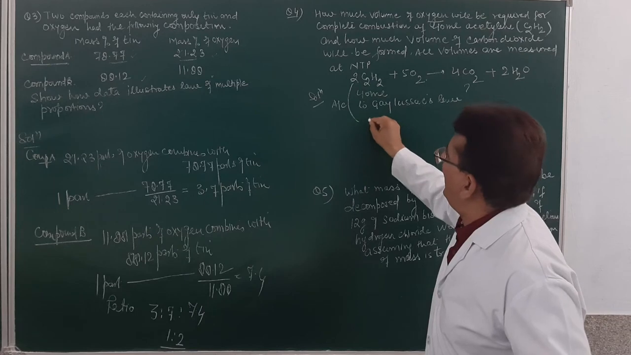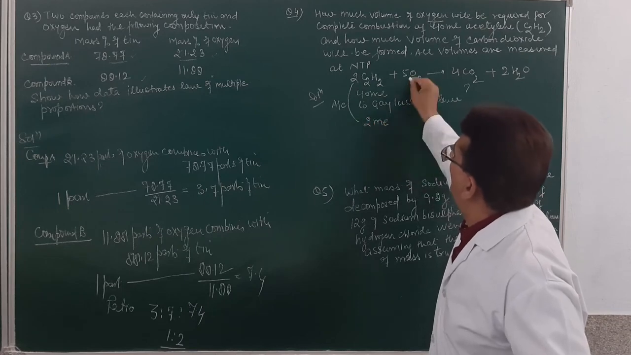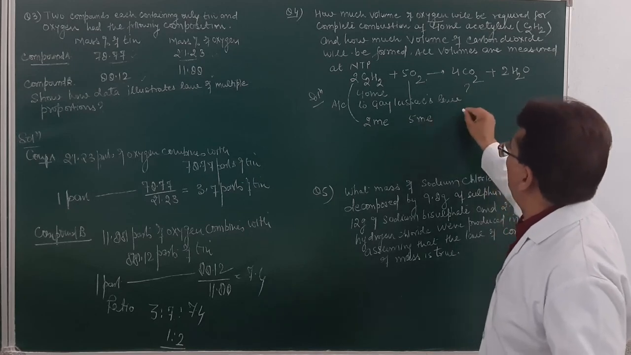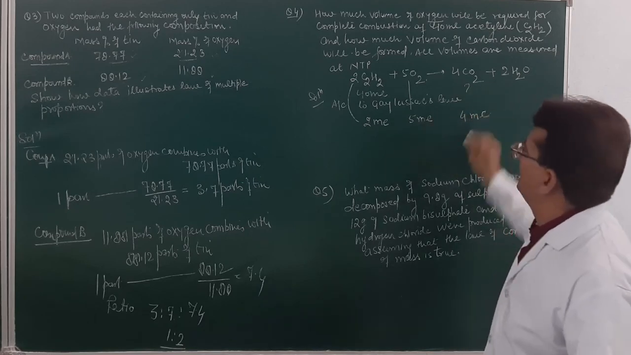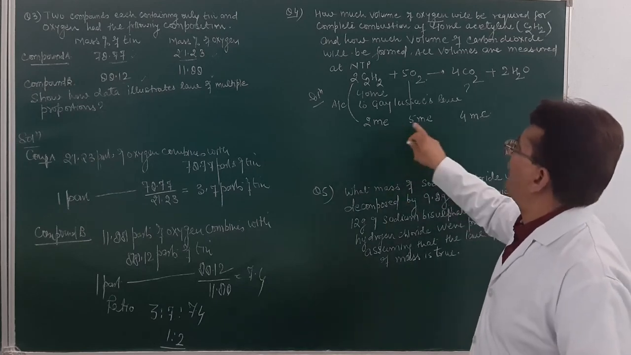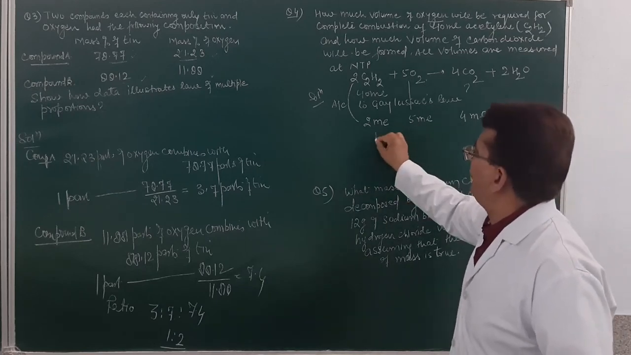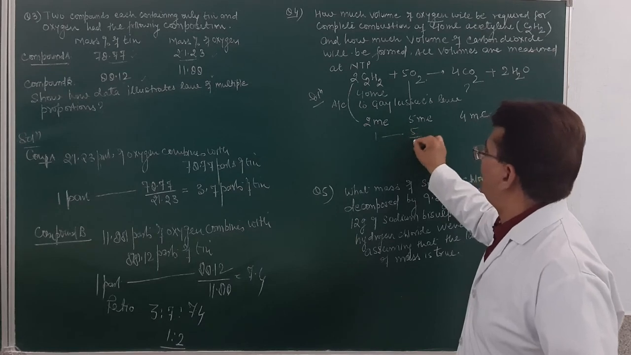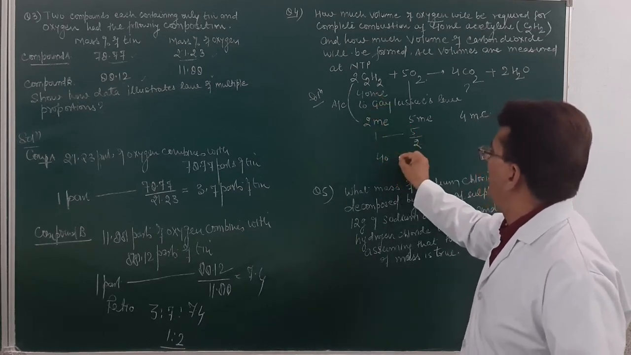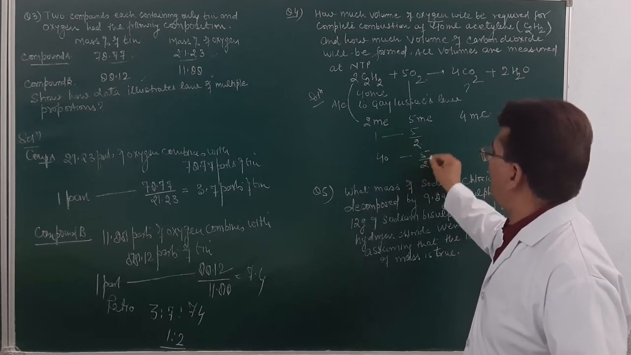if this is 2 ml or 2 volume, what volume of this is required? 5 ml. And what volume of this is formed? 4 ml. Am I clear? If it is 2, it is 5. If it is 1, it will be 5/2. What volume of acetylene is given? 40. If it is 40, so it will be 5/2 into 40.